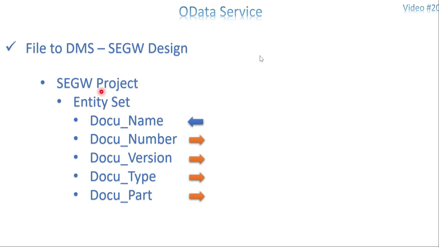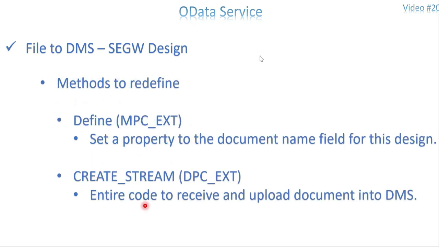So I need a project with one entity type. So I need an entity set as well, which has one particular field called document name, which is going to help to receive the file name, and all the other four are going to be the result for the UI application. And then the method to be redefined is the define method. It's coming under the MPC extension.